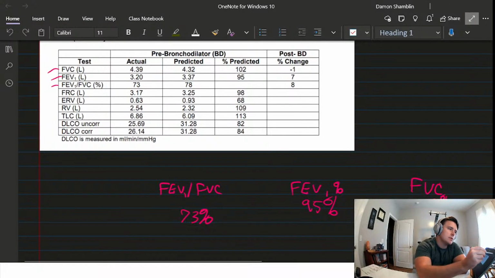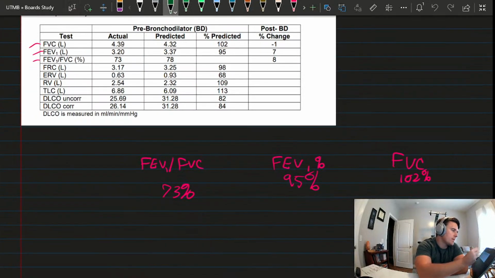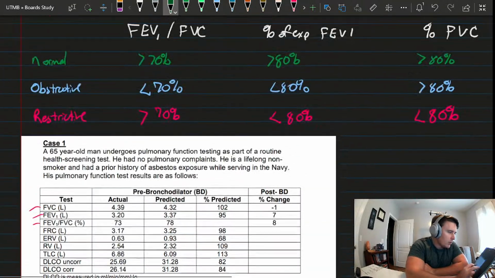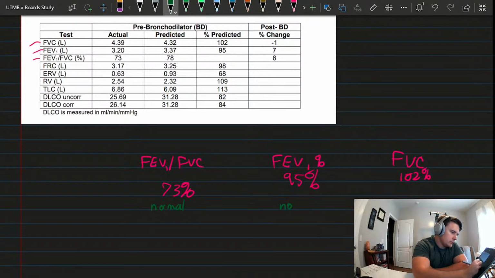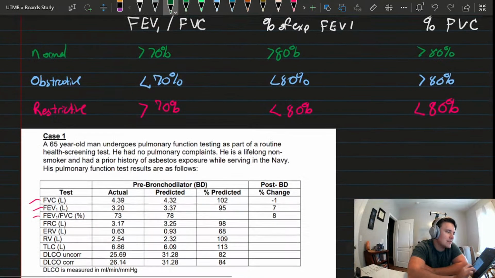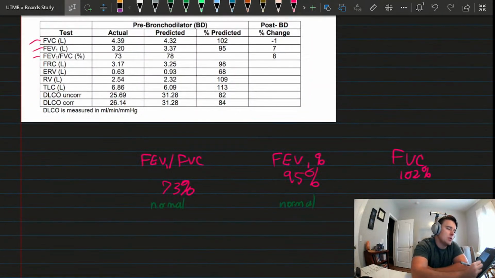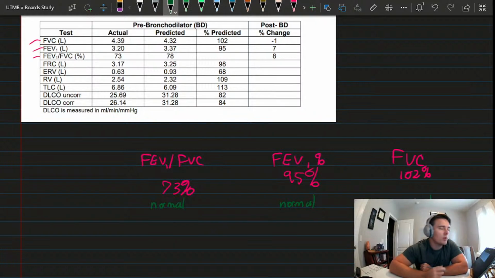So this is normal. FEV1 is 95%. So as you remember, greater than 80% is normal. So this is normal. FVC, so forced vital capacity, is greater than 80%. So this is all normal. So he has all normal values.